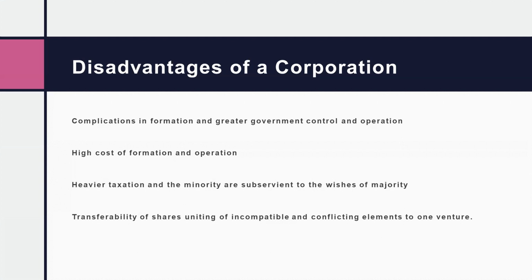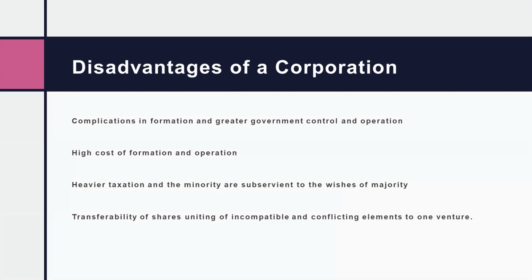Another is heavier taxation, and minority are subservient to the wishes of the majority. So heavier taxation, because as of now the corporate tax rate is 30%. So if, for example, you earned say 100,000, ang mana-net out na lang talaga niyan ay 70,000 na lang kasi yung 30,000 ay i-remit as your tax due to the government.